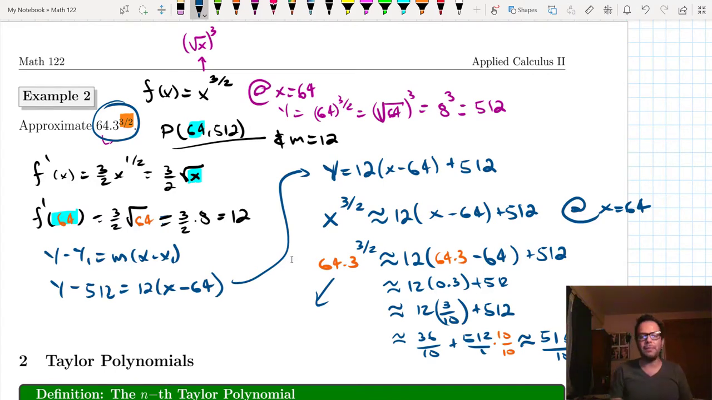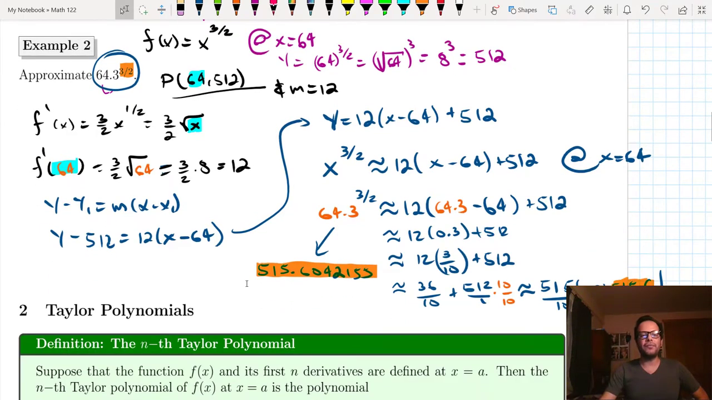That's going to give me 515.6042.42155, which is not a bad approximation, right? Not a bad approximation. So I'm not going to do the simulation on decimals. I'll let you do that in your leisure time. So let's see. Now let's look at this generalized form.